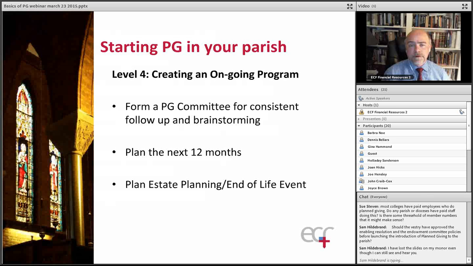Over the longer term, and again, this is elaborated in our plan giving materials, it is more effective for you to plan out about a year in advance. And it is most effective to do that once you have a plan giving committee, working with your plan giving shepherd in planning something like an estate planning adult forum or a planning for the end-of-life opportunity.